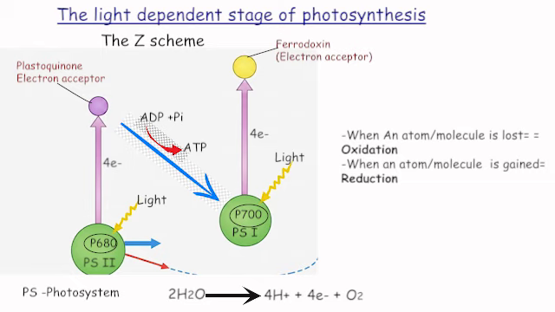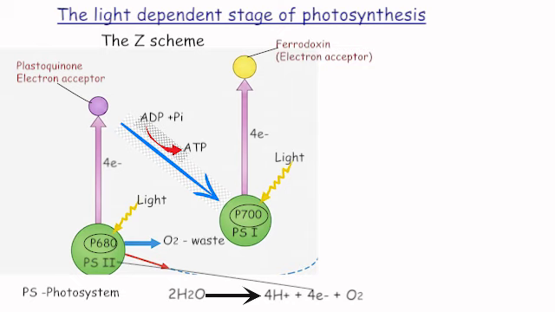Now the electrons from photolysis of water replace those that are lost in photosystem 2, and photosystem 2 is then reduced once again. So you should remember this is some kind of oxidation and reduction taking place, some kind of redox reaction, and it's just continuous. The electrons lost from photosystem 1 are replaced by the electrons that move from plastoquinone along the electron transport chain to photosystem 1. So back to ferredoxin.